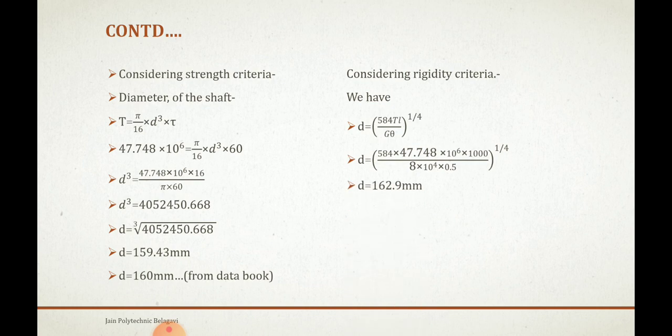When you calculate, you will get D as 162.9 mm, or from the data handbook, the standard diameter will be 164 mm. This is how you have to solve the problem when they ask you to calculate the value of D with the help of both the criteria.